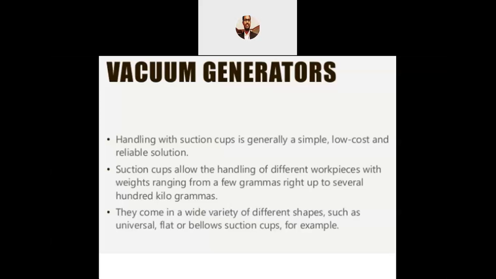Handling with suction cups is generally a simple, low cost and reliable solution. Suction cups allow the handling of different workpieces with a weight ranging from a few grams right up to several hundreds of kilograms. They come in a wide variety of shapes such as universal, flat and bellows suction cups.